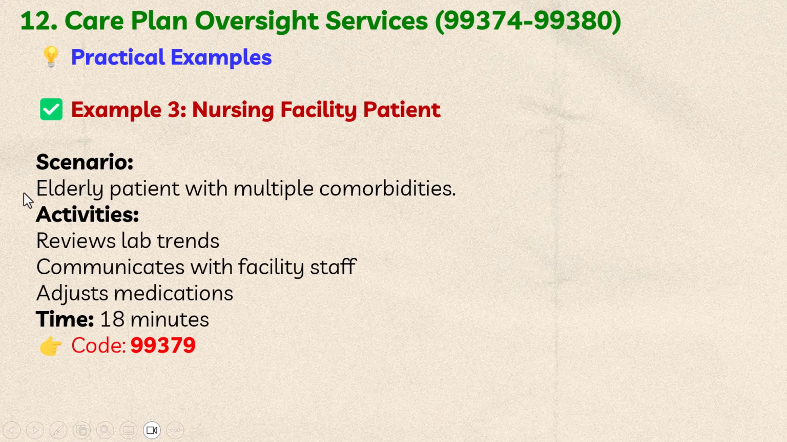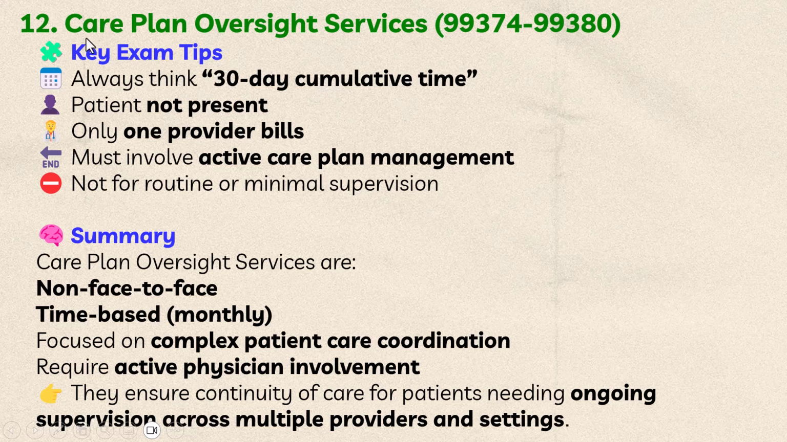Example 3, nursing facility patient. Scenario: an elderly patient with multiple comorbidities. Activities: reviews lab trends, communicates with facility staff, adjusts medications. If the time spent is 18 minutes, then the code will be 99379.